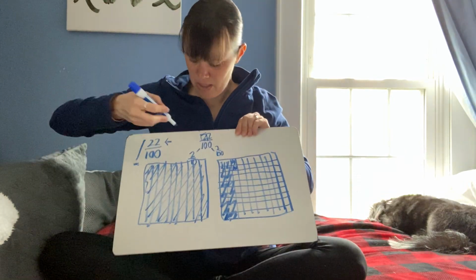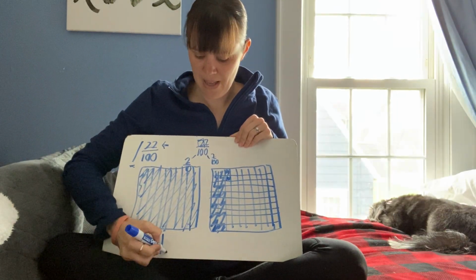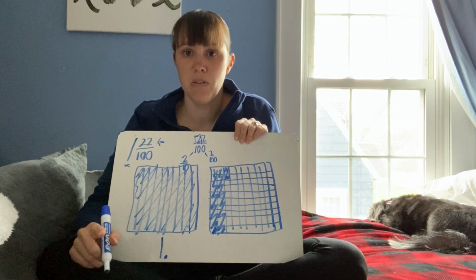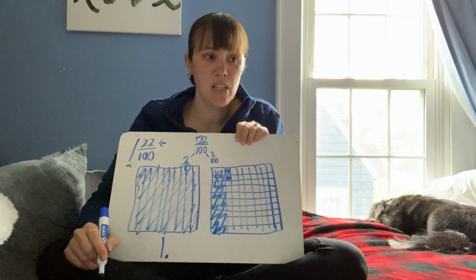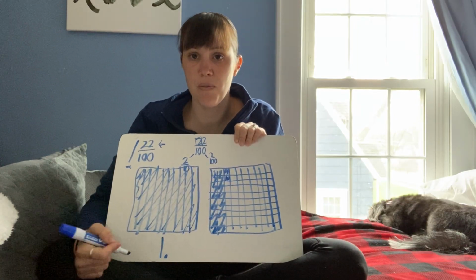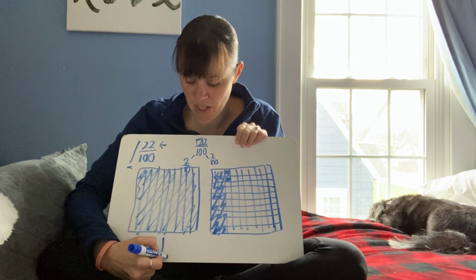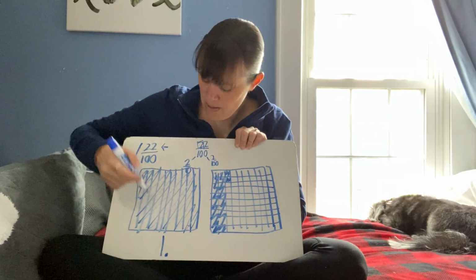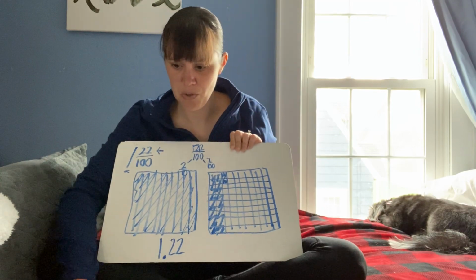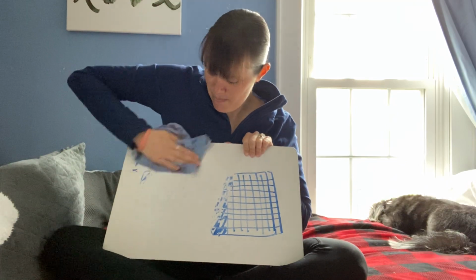Now, how do we write this in decimal form? Here's our 1. And remember, I used to say to you, and means decimal in math. So when you're saying a number, the decimal stands for and. This is 1 and 22 hundredths, 1.22. Okay? So here we finally get to say and in math.